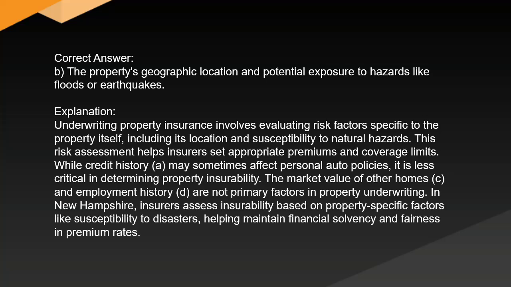While credit history may sometimes affect personal auto policies, it is less critical in determining property insurability. The market value of other homes, C, and employment history, D, are not primary factors in property underwriting. In New Hampshire, insurers assess insurability based on property-specific factors like susceptibility to disasters, helping maintain financial solvency and fairness in premium rates.